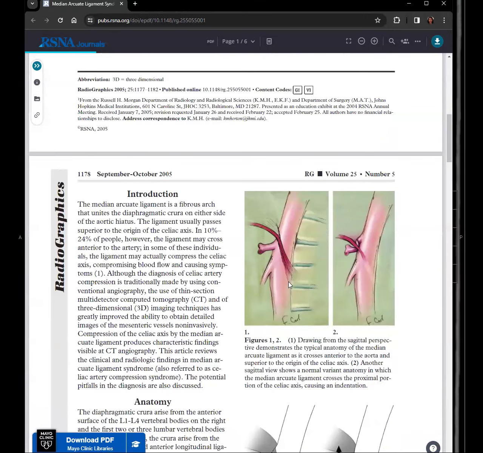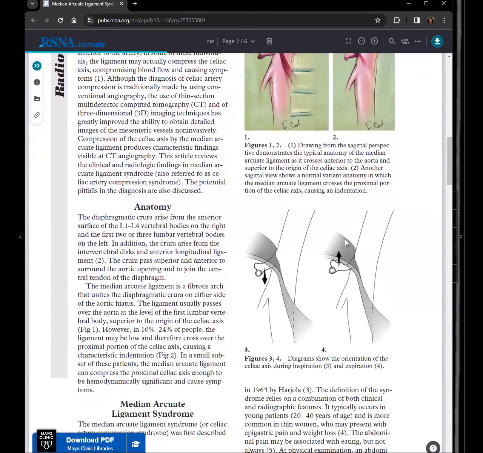So the median arcuate ligament is supposed to be above the celiac artery, but sometimes it can congenitally be located at the level of the celiac artery and can cause problems. So it pinches it off, and the severity varies, but you get stenosis and then poststenotic dilatation. So the inspiration expiration protocol: inspiration is this one, and then expiration is this one. So when you expire, it makes it worse.